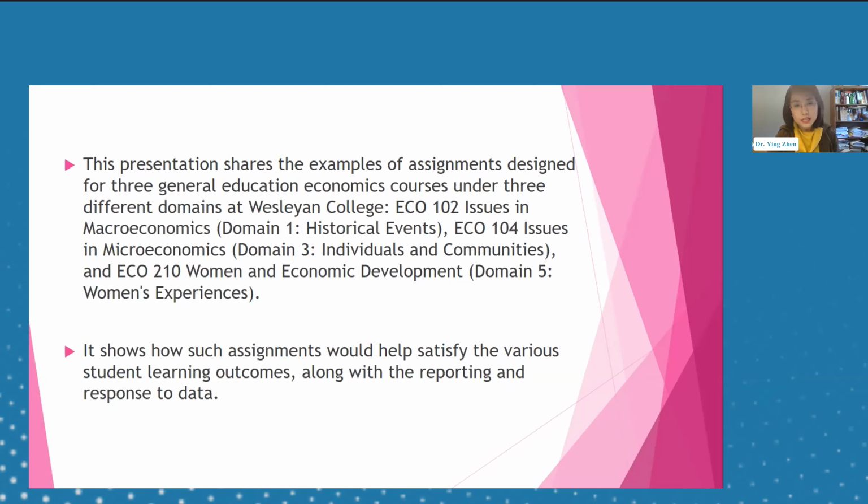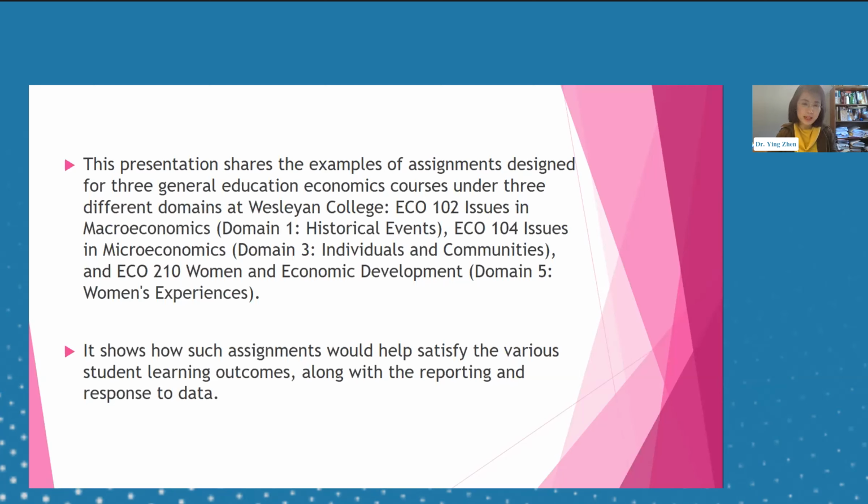The last course is very unique because it is not a traditional economics course. It's called Women and Economic Development. This course has many alternative names. In other institutions, it could be called Economics of Gender.